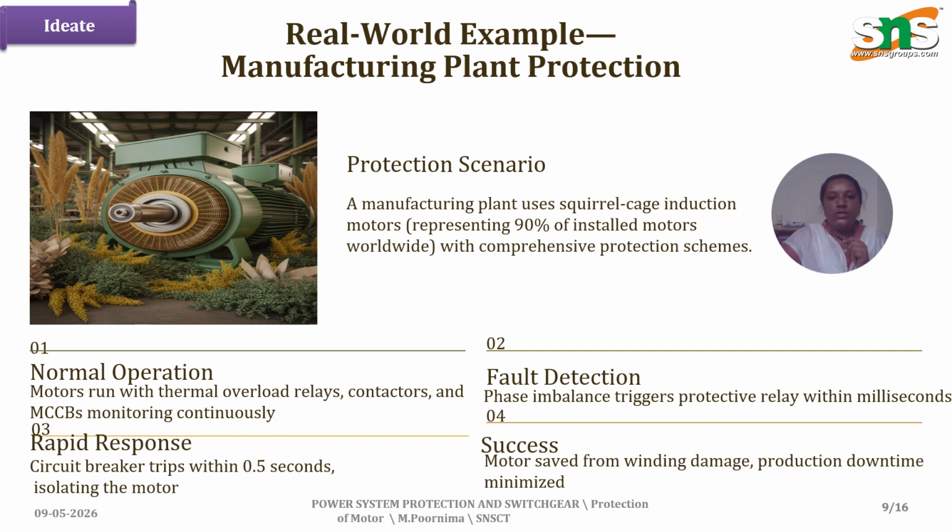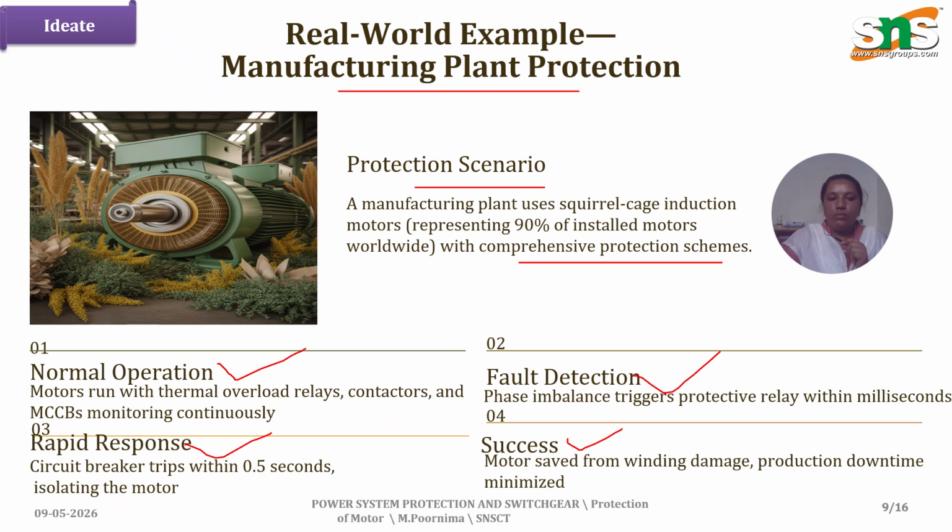Here coming to a real-world example, a manufacturing plant production. In the protection scenario, the manufacturing plant uses squirrel cage induction motors, which represent 90% of installed motors worldwide, with coordinated protection schemes. Here we have four stages: normal operation, fault detection, rapid response, and finally success. So these are the real-world examples.